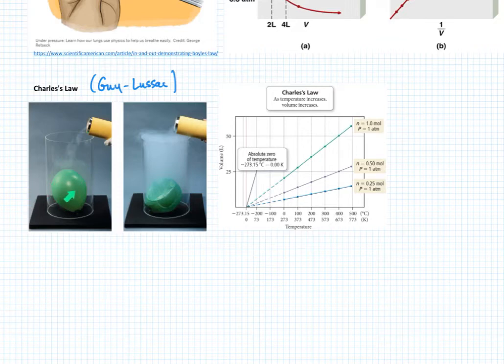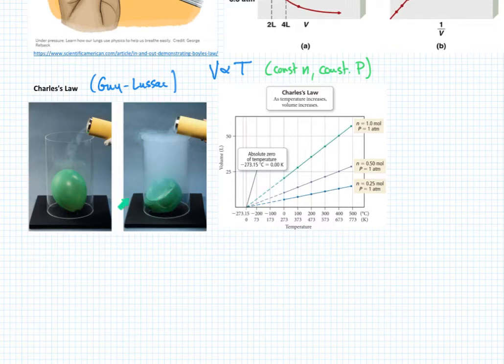At room temperature, we have a balloon that's a certain size. We pour liquid nitrogen in, which is very cold, and the volume of the balloon begins to shrink. Okay, the volume gets smaller and smaller and smaller. So in this case, the volume is directly proportional to the temperature. And this is at a special condition of constant number of moles and constant pressure.